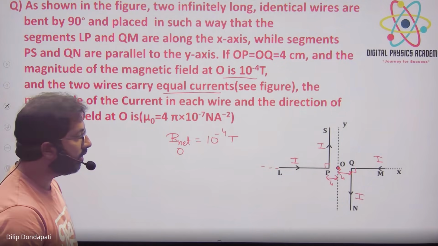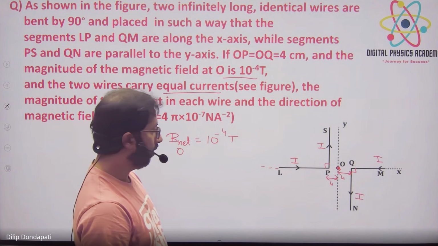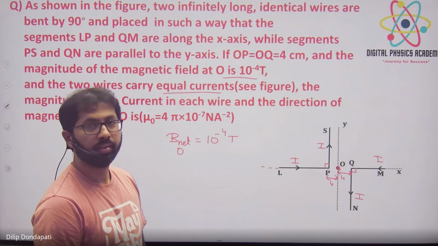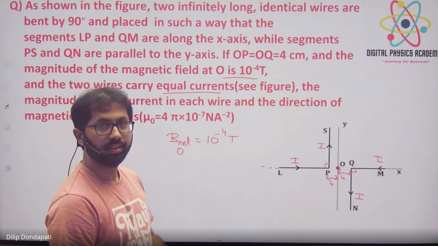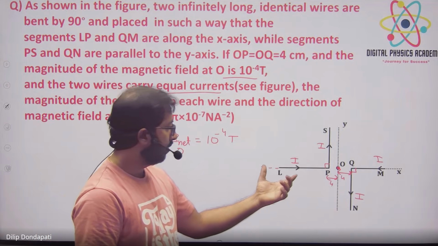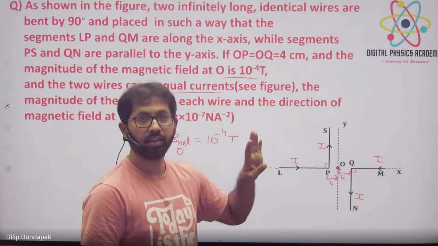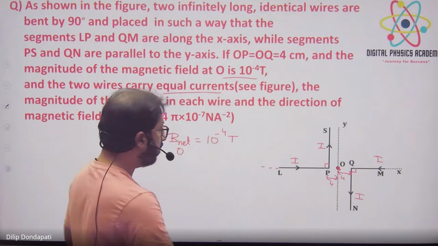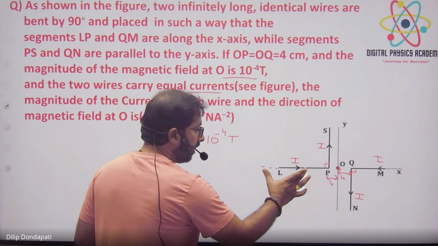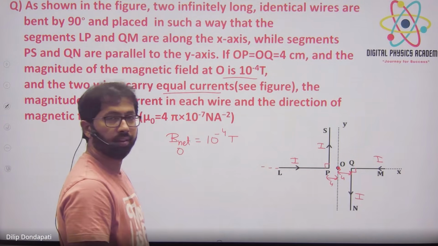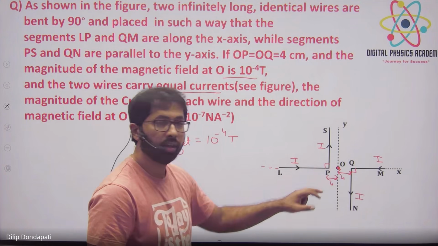So how many wires are there here totally? Sriram, how many wires are there? 4. 1, 2, 3, 4. 4 wires are there, the bending one also counts as a cross section. You tell me, is this wire finite, infinite or semi infinite? Semi infinite. Okay.